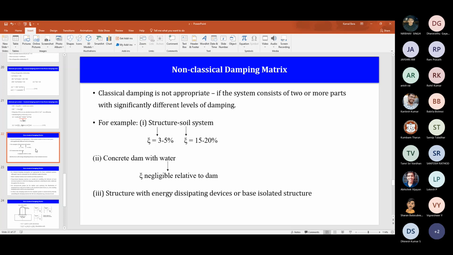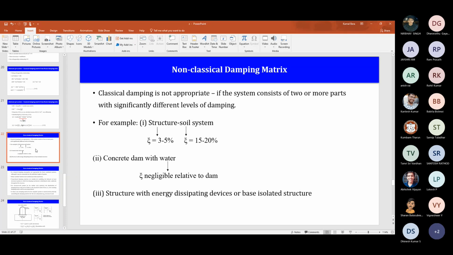So if you want to do the combined analysis of the whole soil-structure system, your damping matrix will not be a classical type. That means it will not be diagonal if you do the transformation U transpose C U, where U is obtained from the mass and stiffness matrix of the whole system. Similarly, another example is the concrete dam with water. For water, the zeta is negligible relative to the dam, which is usually made of concrete.